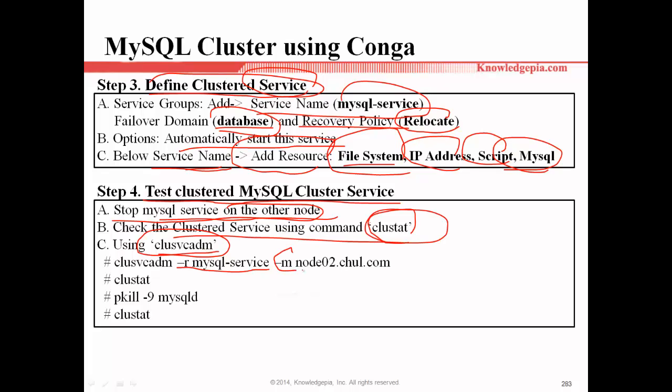At first, if we guess this MySQL service is running on node 01.churl.com, but we can relocate it. And after that, check the cluster status. And also we can test like this. Kill the MySQL daemon. And after that, we can check this service fail over to another node automatically using this command.